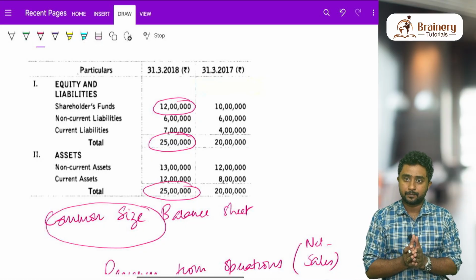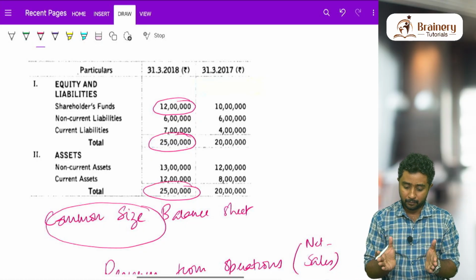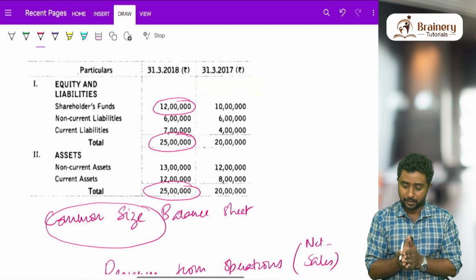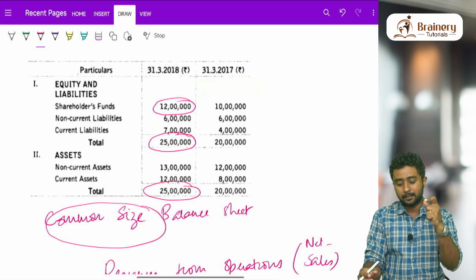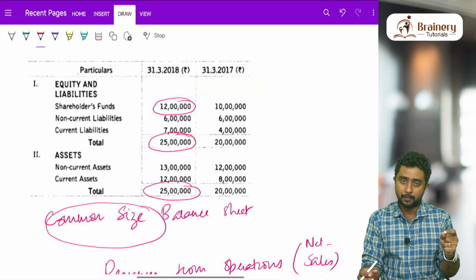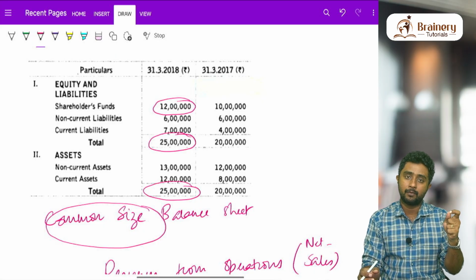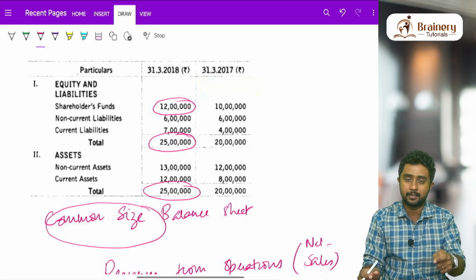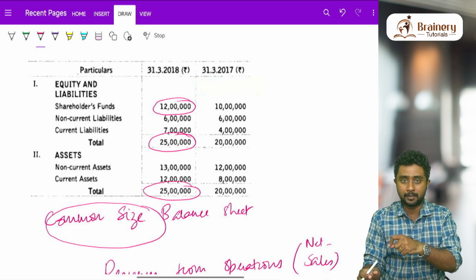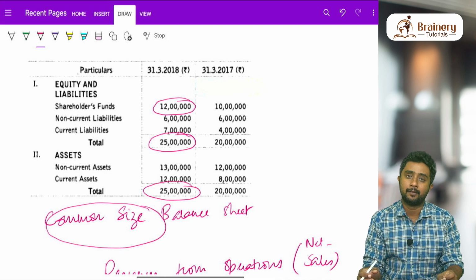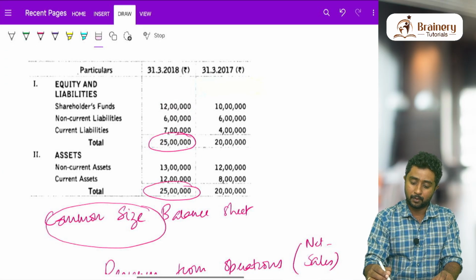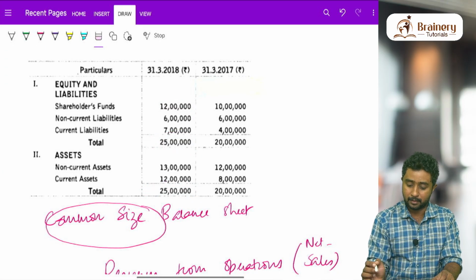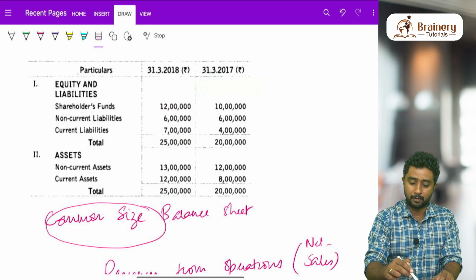So again, to confirm it or to make your doubts clear, let me repeat once, that common size statements are those statements in which we will be converting each and every value given in that statement into a percentage based on some common value which is there in the same statement itself. So that is how a common size balance sheet or common size statement of profit or loss will be prepared.